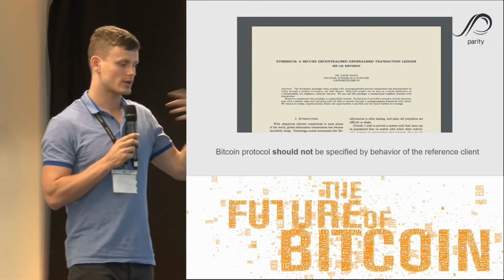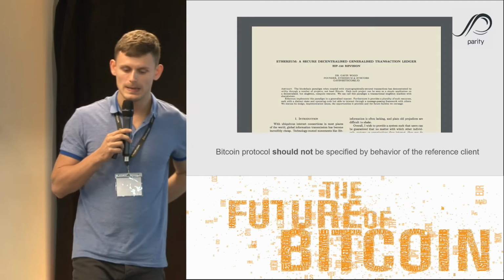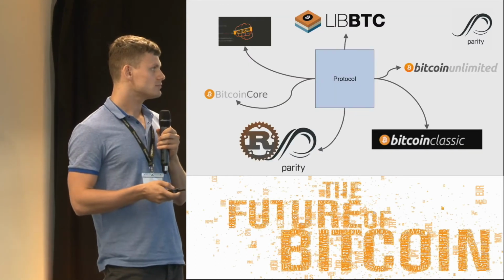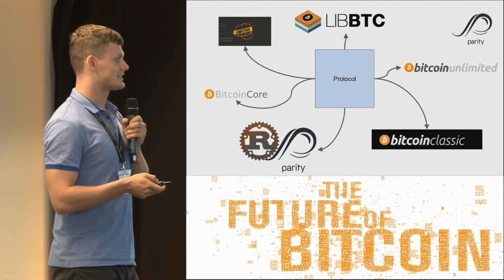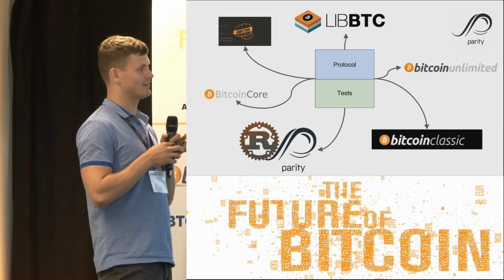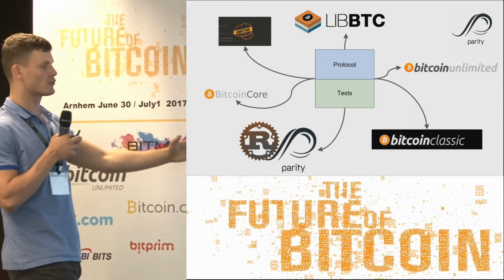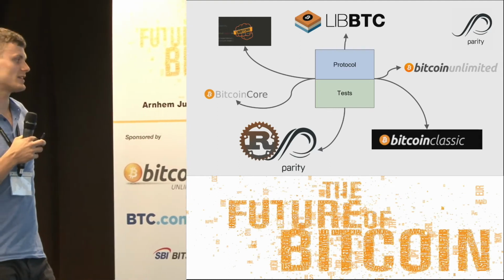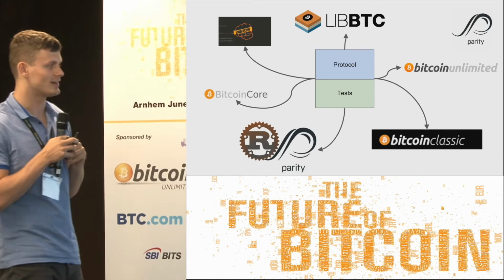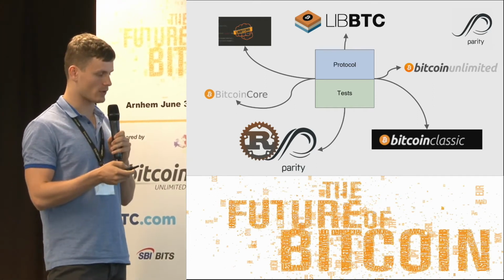So the new implementations of Bitcoin could emerge easily. And so that's how I see it. So the protocol, and I'd also like to see some kind of tests that could be run by all of those implementations, so we are sure that all of those implementations really implement the same set of rules.